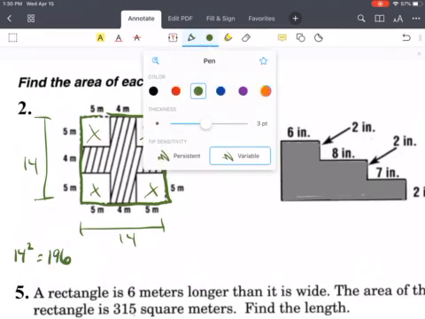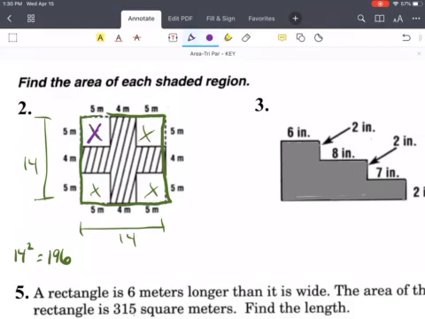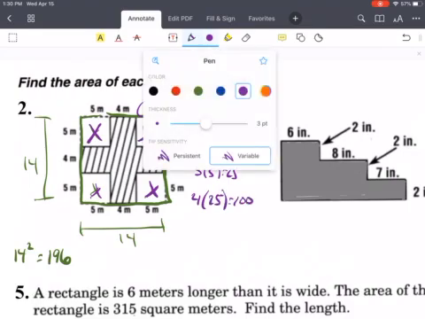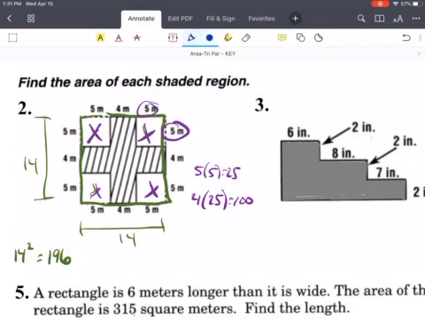And then we want to get rid of all of those. And all of those are each a 5 by 5 square. So we have 25 units squared, and we have 4 of them. So the shaded region had 196 as the whole thing. We're going to get rid of the 100 that is not shaded, and we're going to have 96 meters squared.